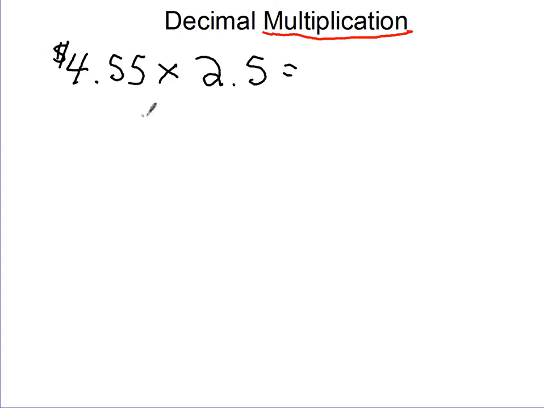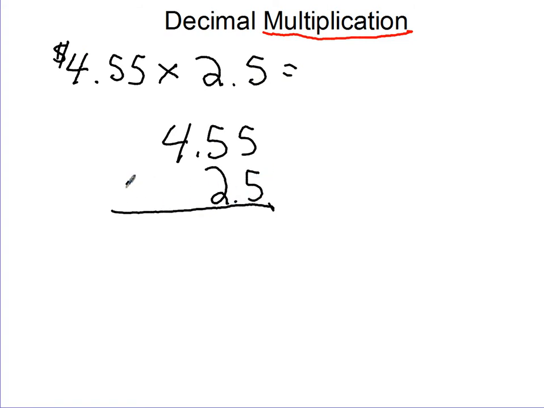So here's how we set this up. Set it up like a normal multiplication. $4.55, 2.5. Now, this is where multiplication is different than addition. Notice the decimals are not lined up. That is very important. They don't have to line up. Just put the numbers on top of each other, line up the numbers on the right, and you should be fine. Decimals not on top of each other in multiplication. Addition and subtraction, yes. Multiplication, no. Alright, let's do this math.